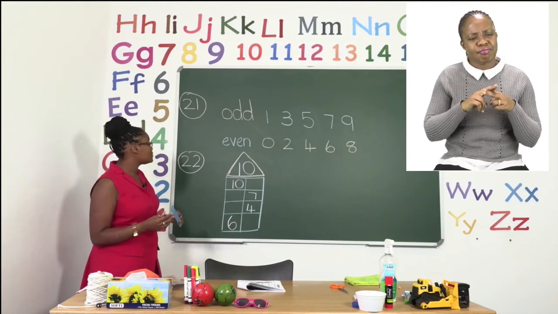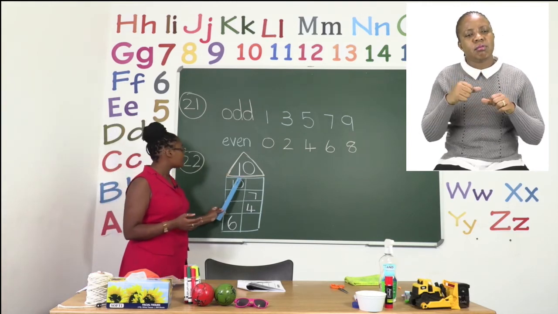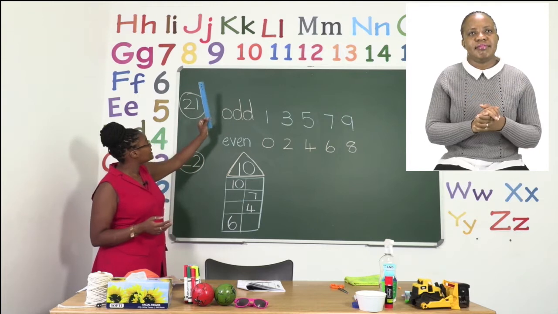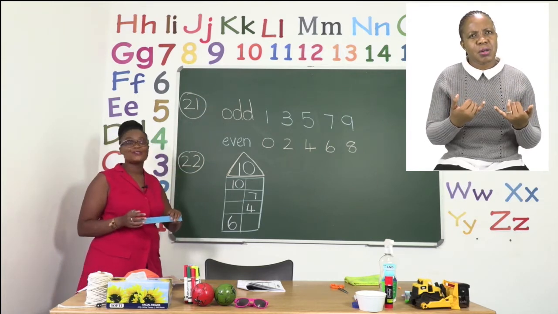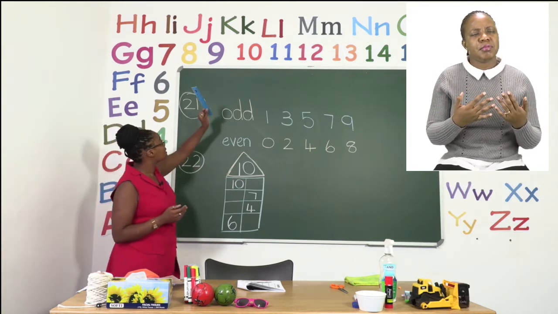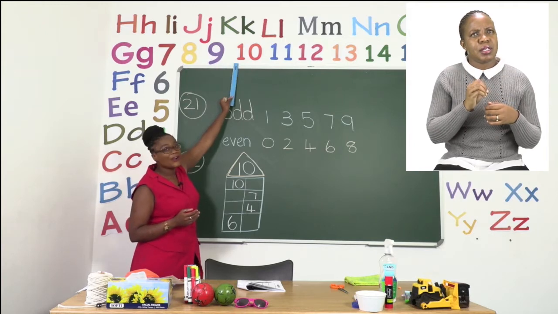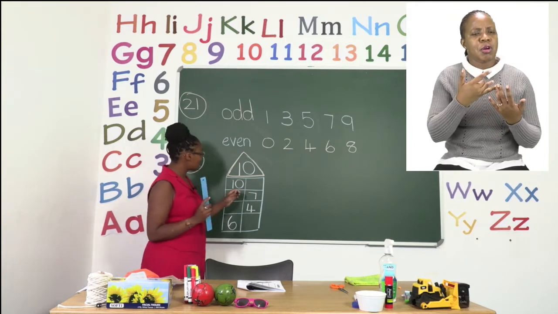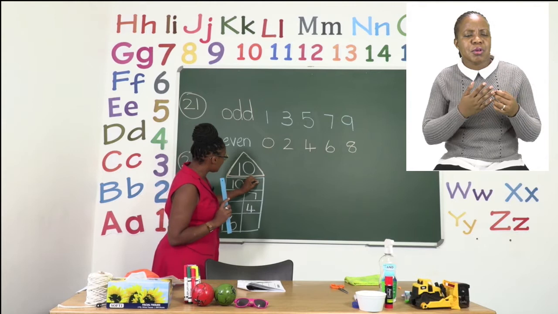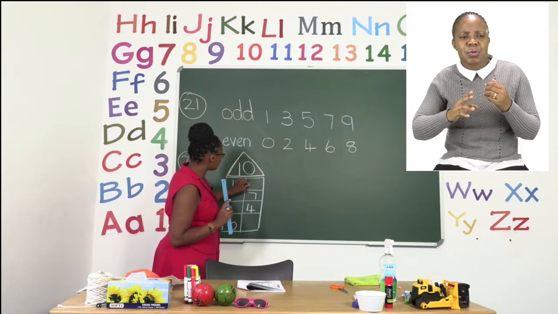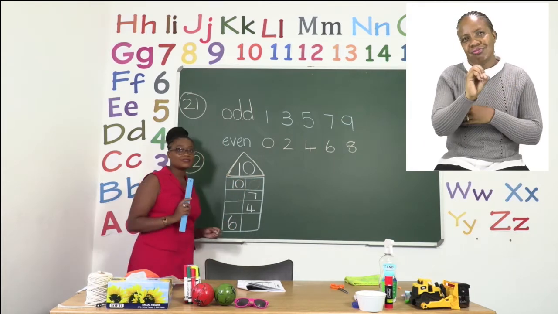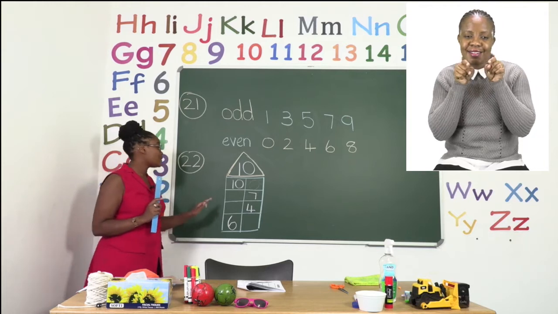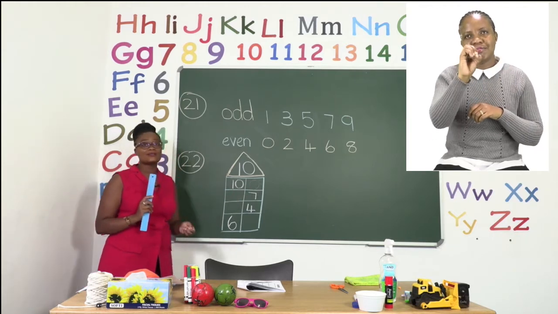Now the first one is very easy because if we count on from 10 to get to 10, our answer would be 0. So we are going to put a 0. I'd like you to put a 0 in the first box. So now we know that we are done with this one.